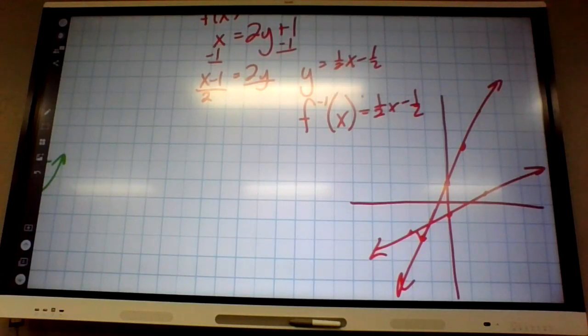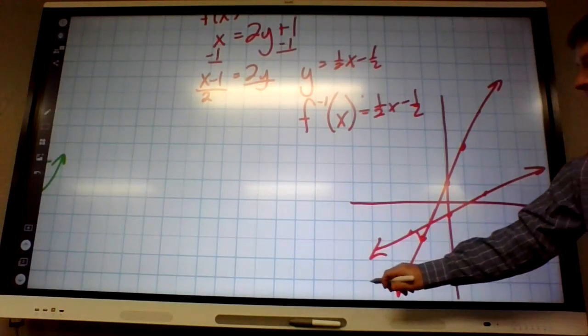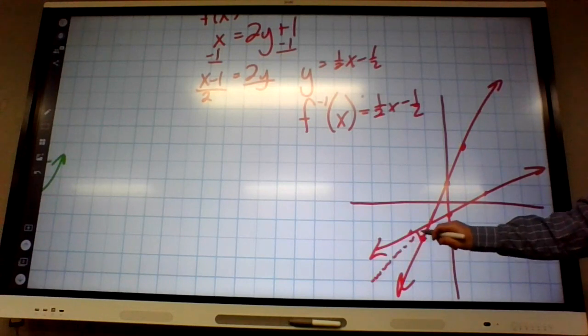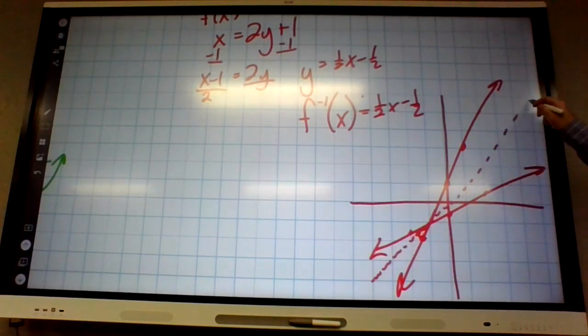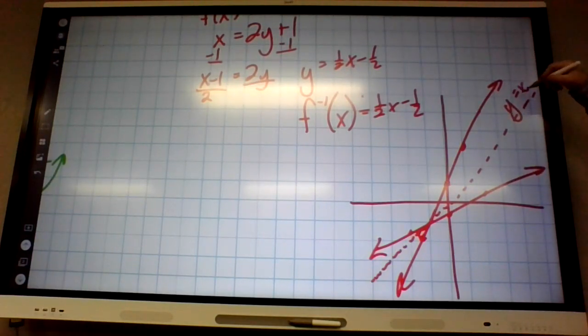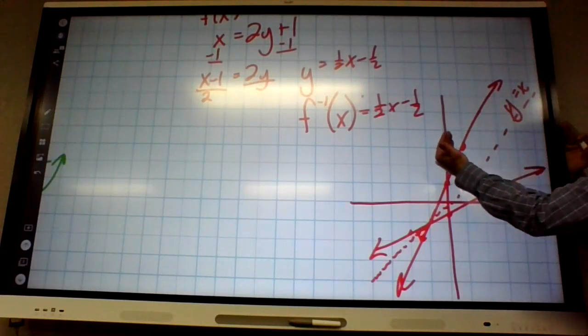How are those two related to each other? They are reflections over this diagonal line. This diagonal line is the line y equals x. So if the y and x switch values, they flip over the line y equals x.